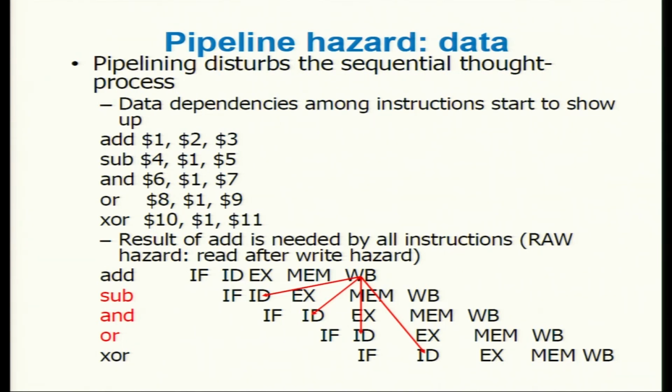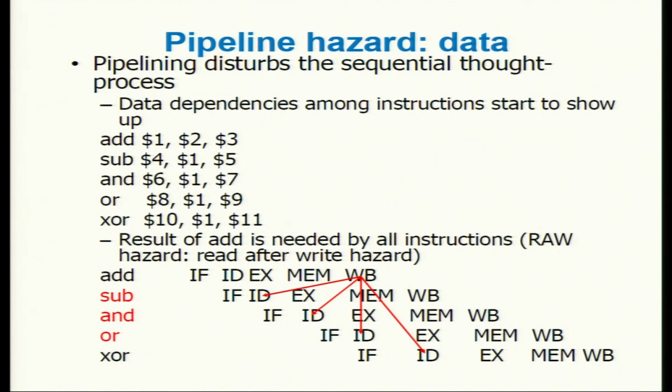So there are other types of hazards. So if you look at this instruction sequence, this instruction adds $2, $3. So these are register names. Instead of R2, R3, I'm using $2, $3. It puts the result in $1, subtract uses $1, and uses $1, or uses $1, XOR uses $1. So all these instructions depend on the add instruction here.